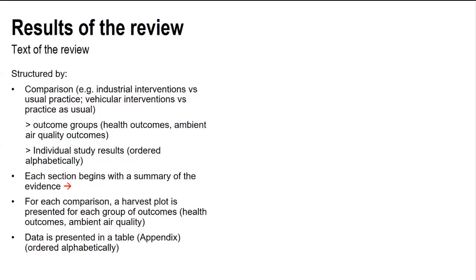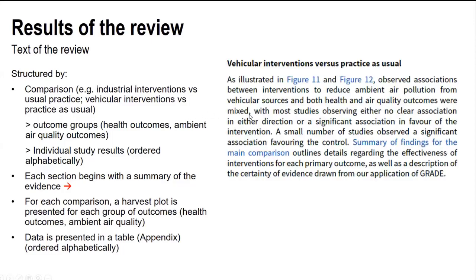And within that, outcome groups. So there were health outcomes reported first, and then ambient air quality outcomes. And then there was an individual reporting of results. Each section began with a summary of the evidence. So here is an example where we're looking at the vehicular interventions. You can see that we've got figures 11 and 12, observed associations between interventions to reduce ambient air pollution.